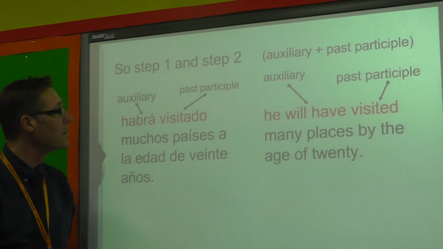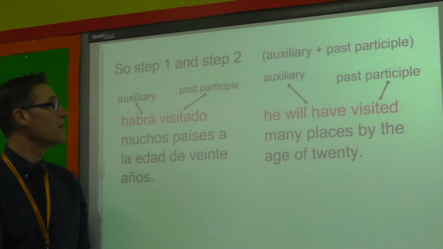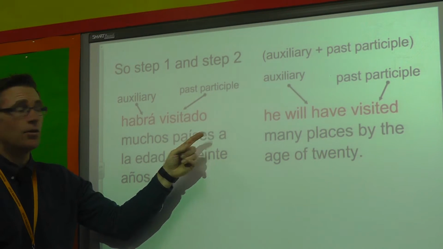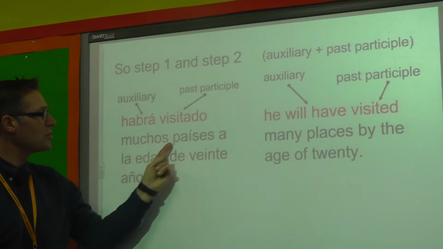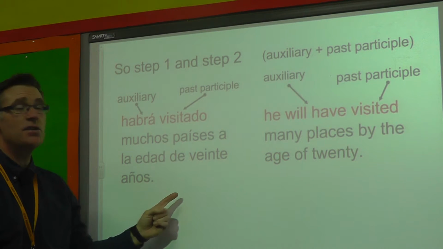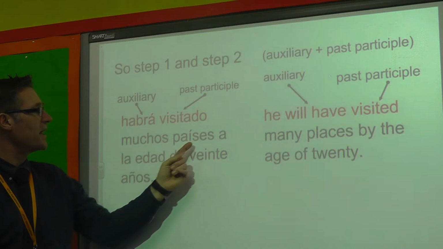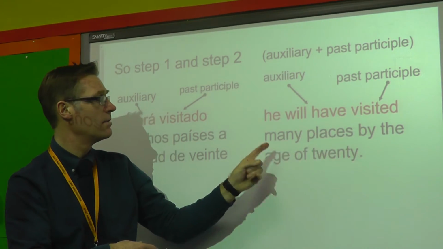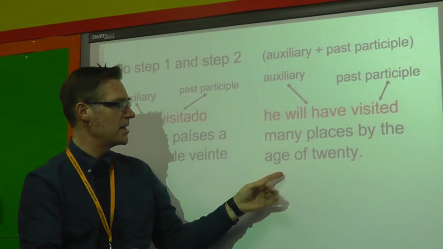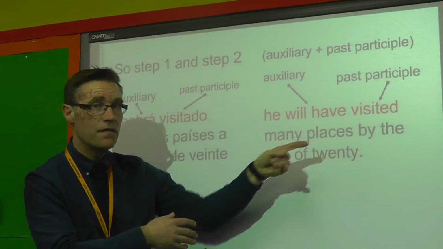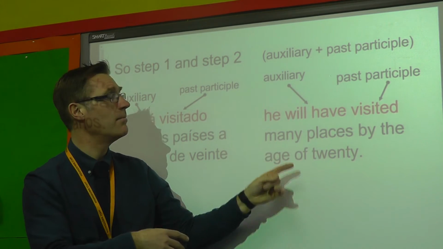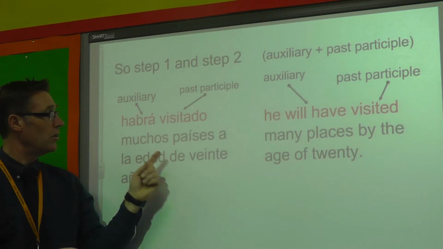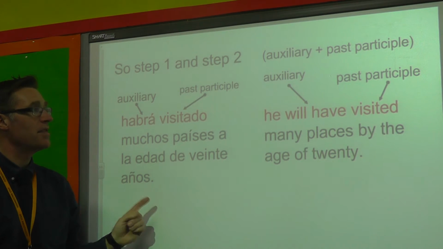So what do we get? Step 1 and step 2, pop them both together. We've got our auxiliary and our past participle. Habrá visitado muchos países a la edad de 20 años. He will have visited many places by the age of 20. So here's our point in time. It's a future point in time, but it's still a point in time, and the visiting will have taken place, hopefully, by that time.